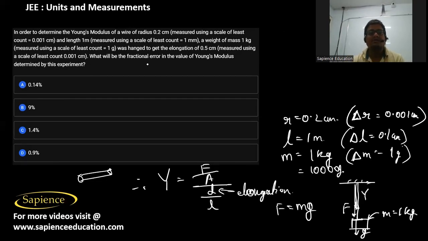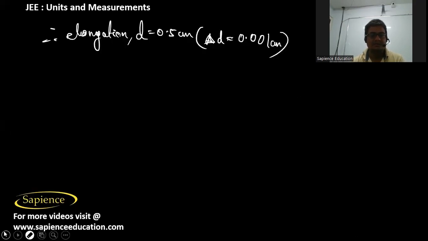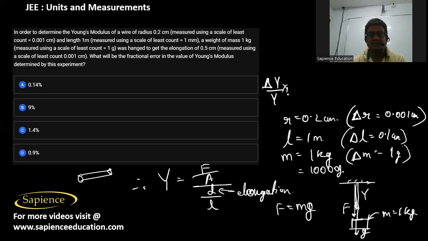Then what will be the fractional error in the value of Young's modulus determined by this experiment? We have to find the fractional error in the value of the Young's modulus which is determined by this experiment. So it means we have to find delta y by y. Actually here the options are given in percentage, so it means we have to find delta y by y into 100%. That value we have to find out.